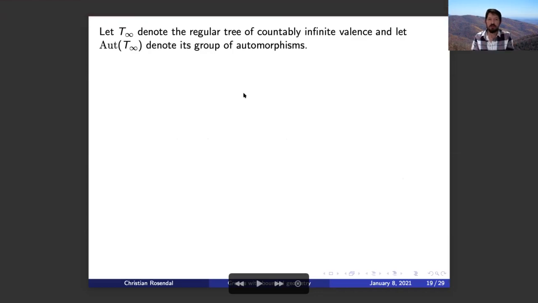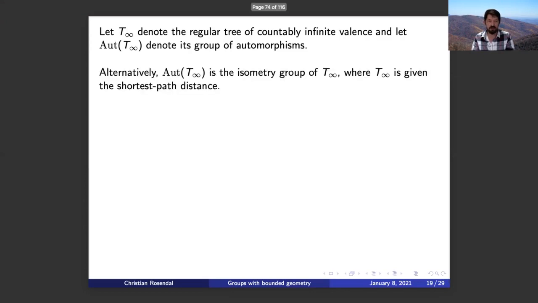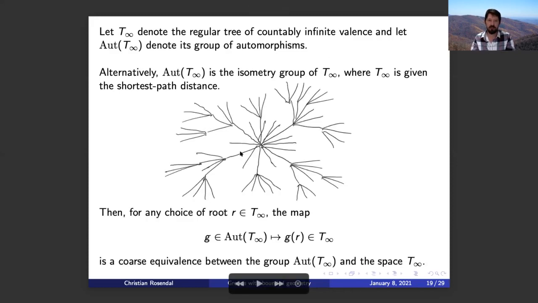For another example, consider the regular tree of countably infinite valence, and let Aut of T infinity denote its group of automorphisms. Okay, so alternatively, this is the isometry group of this tree where it's given the shortest path distance. Okay, so here is a bad picture of it. Well, you just take a tree that splits countably infinitely in every node, and then you look at the group of all automorphisms of this tree.